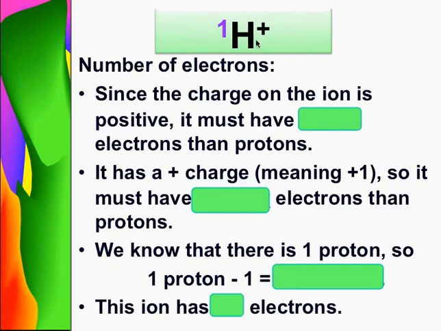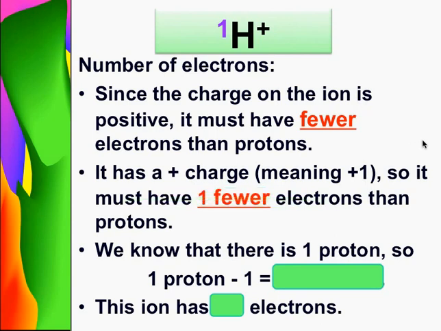Now, since this has a positive charge, that must mean that you have fewer electrons than protons, because protons have a positive charge. If you had more electrons, then you'd expect it to have a negative charge. Also, if you see just the sign here, just the plus or minus, and no number behind it, that means it's assumed to be 1. So in this case, this is actually a +1 charge.